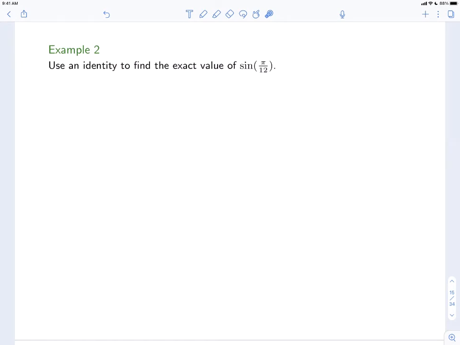For our next example, we want to use an identity to find the exact value of sine of pi over 12. There are a couple of different ways to do this. The way I like to do it is to use a sum or difference formula. Specifically, I want to rewrite pi over 12 as pi over 3 minus pi over 4. You can check that this is in fact pi over 12 if you give them a common denominator. So this is 4 pi over 12 minus 3 pi over 12, which is in fact pi over 12. So these are actually the same thing.